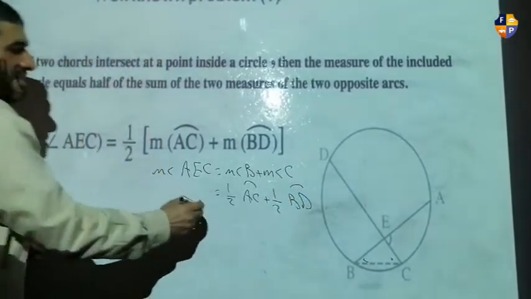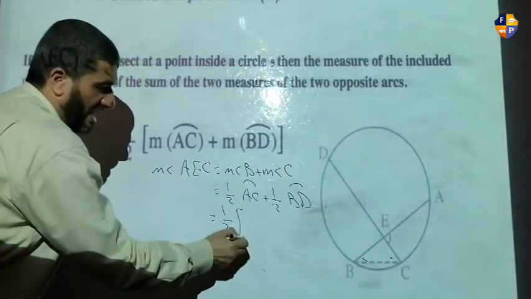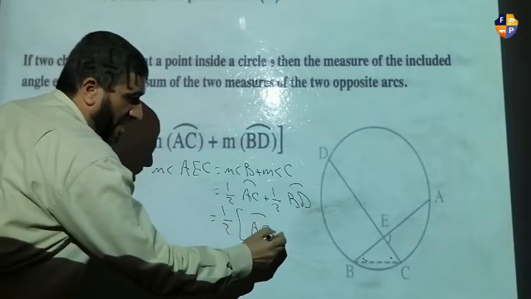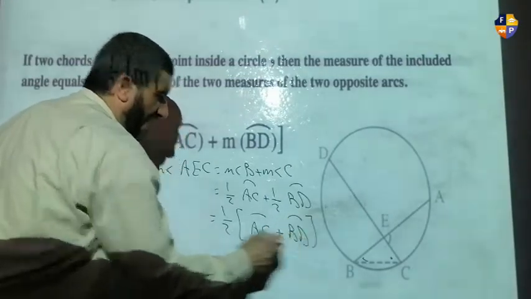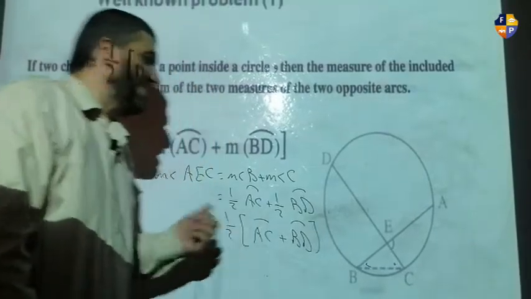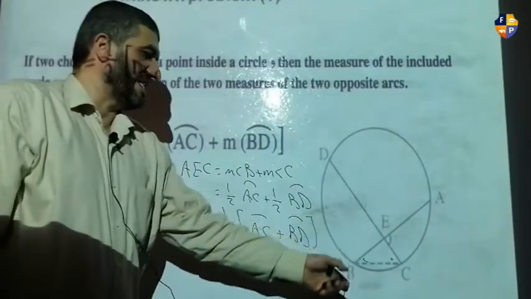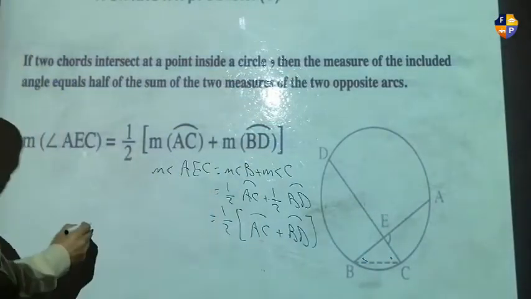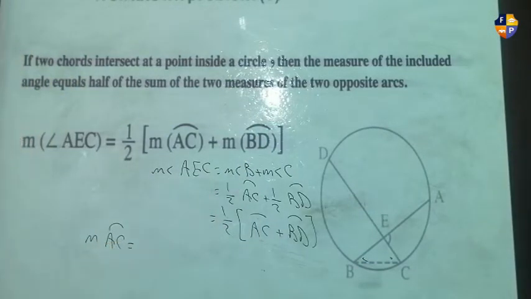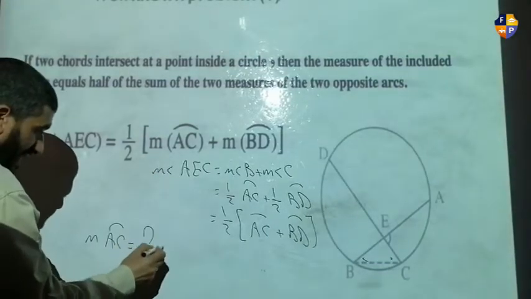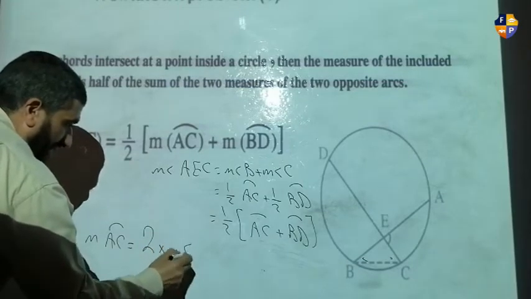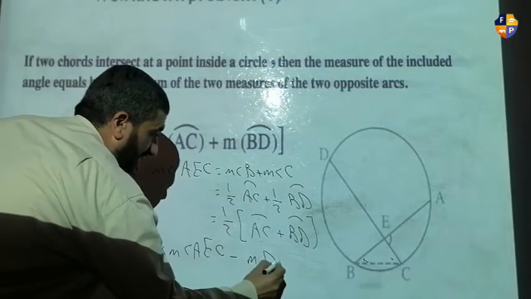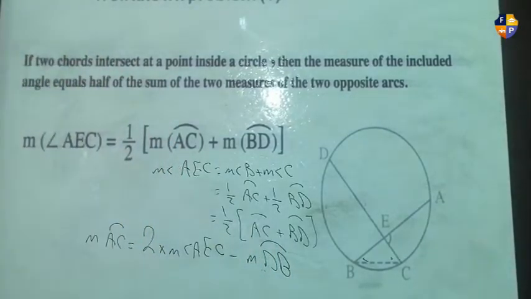Taking the highest common factor, half, the angle AEC equals half arc AC plus arc BD. Okay, we can find this. How to find any arc from these rules? When two chords intersect at E, how can we find the arc AC or DB? The measure of arc AC equals twice the measure of angle AEC minus the other arc, the measure of arc DB.